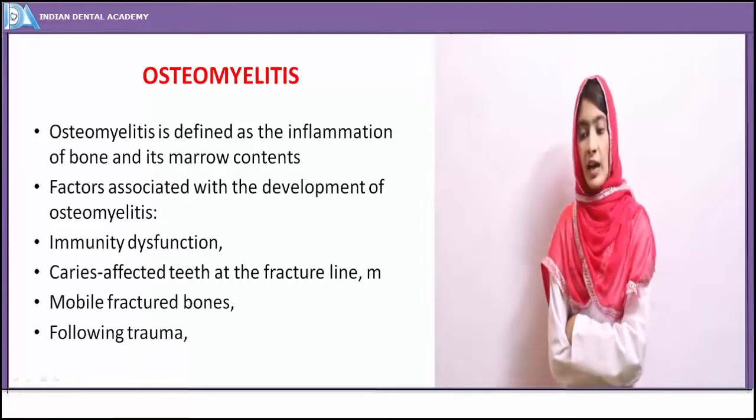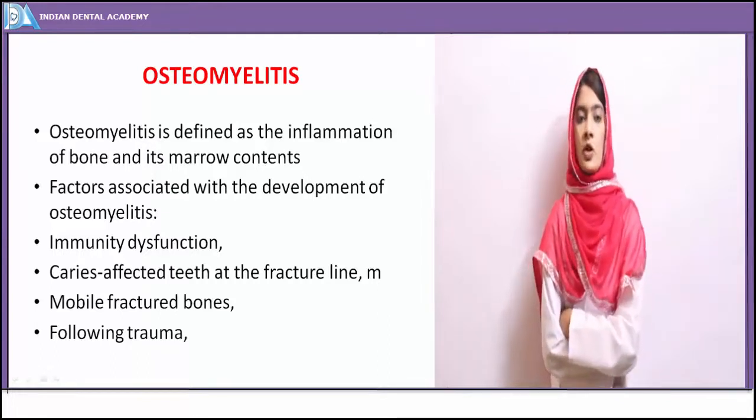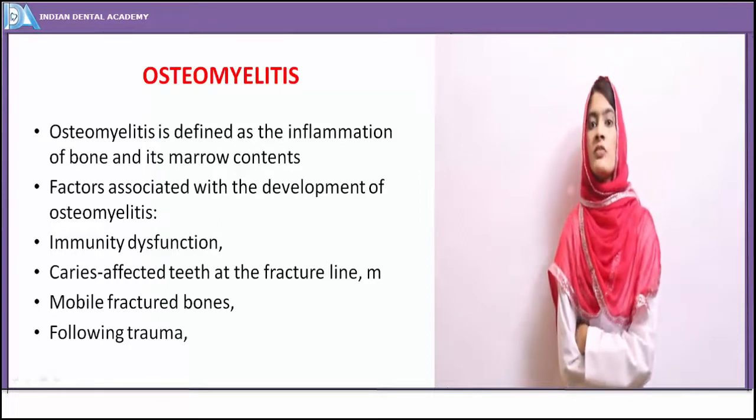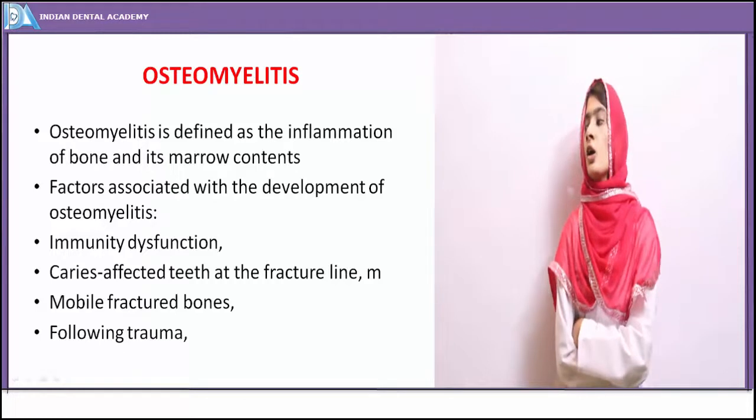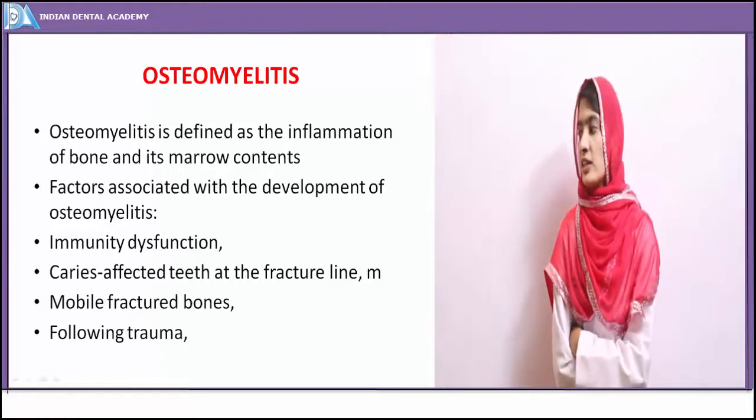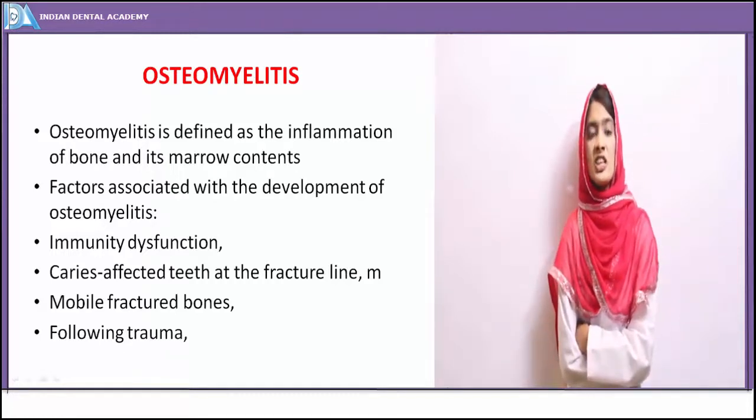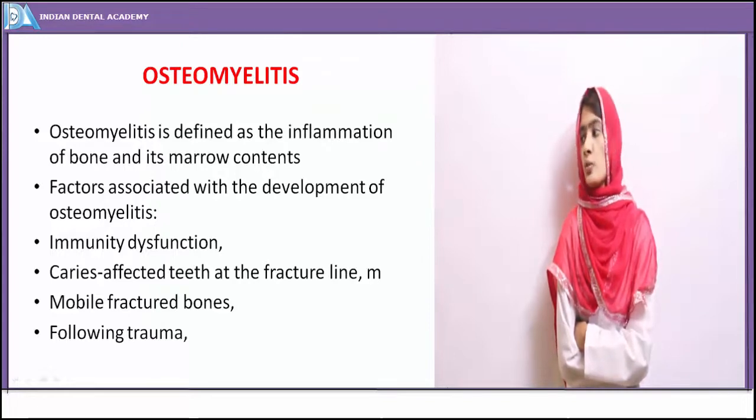What are the factors associated with the development of osteomyelitis? Invariably, a pulpal infection or a periodontal infection is present in an immunocompromised patient. Or the cavities were in a fracture line; the teeth were fractured already. There is disruption of blood supply because of the fracture occurring in that particular jaw. Furthermore, the cavities are present with the infection. Both these features tend to aggravate the condition, leading to osteomyelitis.